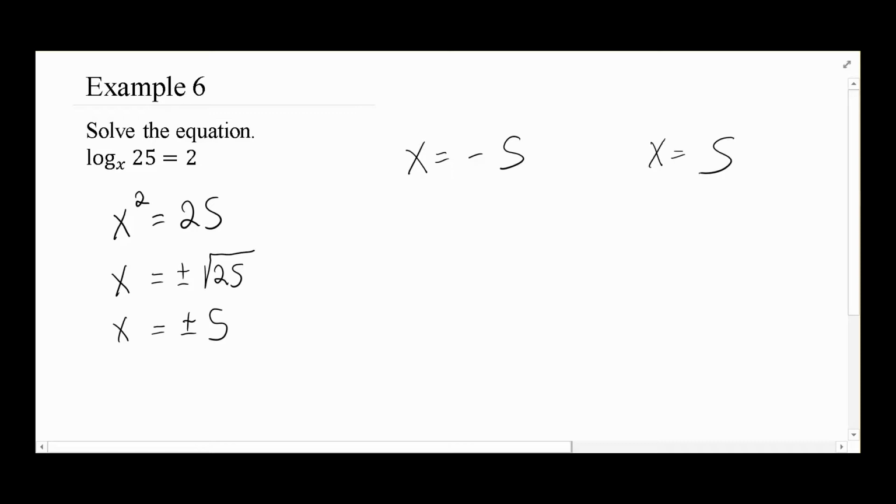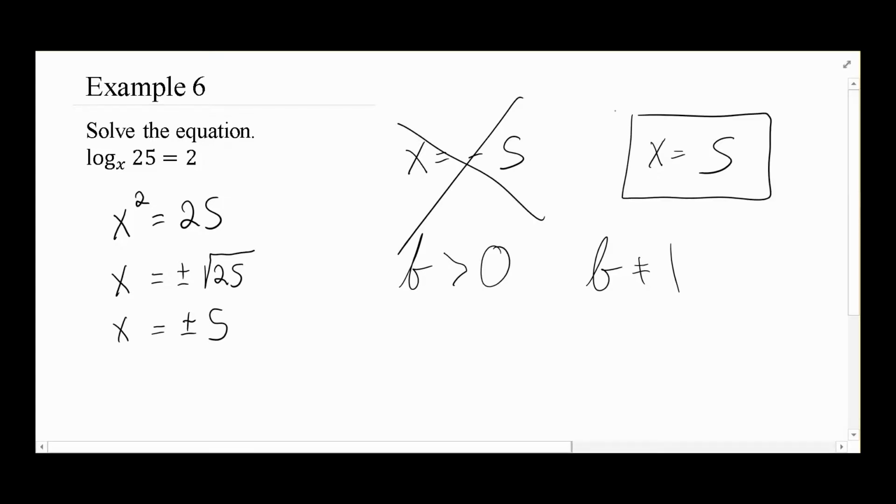But if you remember when we defined the logarithm, we had these two requirements that your base had to be positive and it couldn't be 1. Well, if we look back at our original problem here, x is the base, so we can't allow a number here that's negative or 0 or 1. So our negative 5 can't be allowed. So x equals 5 is actually the only solution to this particular equation.